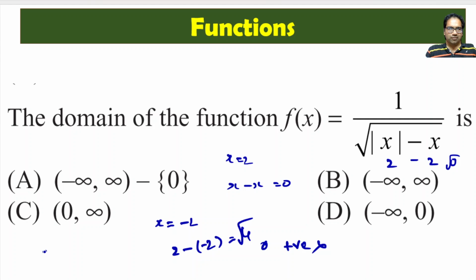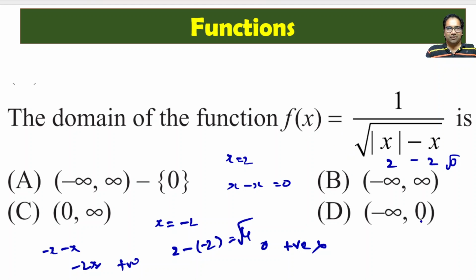So this becomes absolute value of x is minus x, and minus of x is equal to minus 2x, and x is negative. So minus 2x is positive. So this is always positive. So as long as x is not 0 or positive, this function is valid, right?